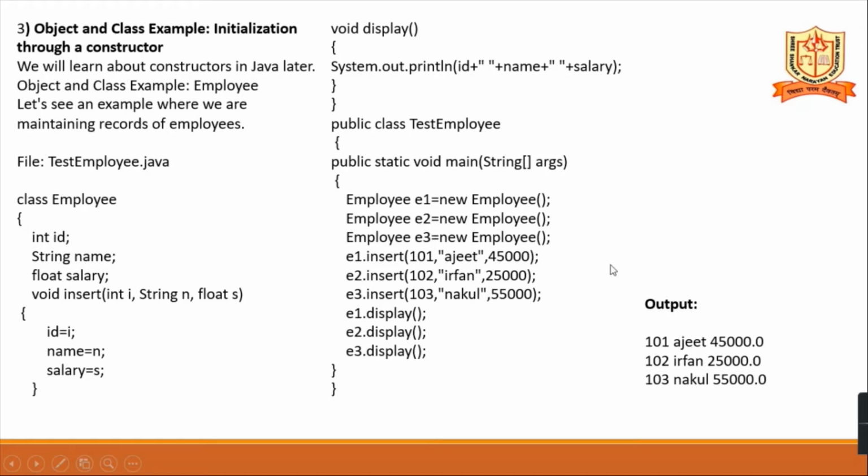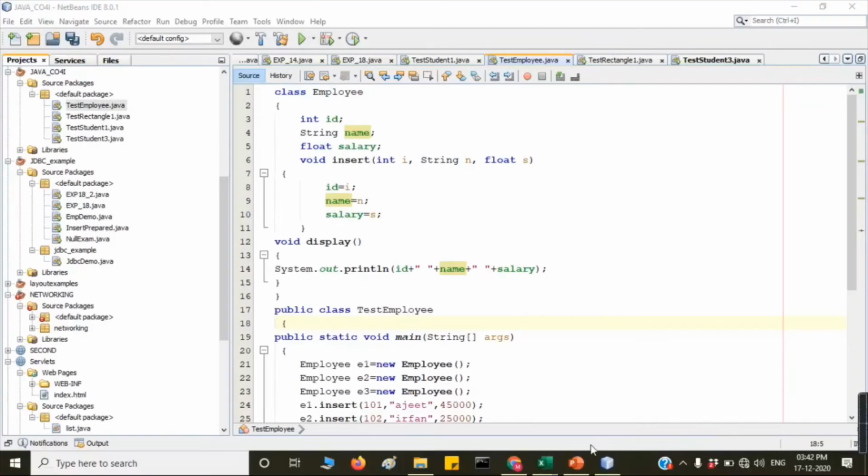Either you can print in only one line or you can write in three different lines. Then we are closing this display method and closing this Employee class. After that we are taking one more class, that is for the main method. Public class TestEmployee has this main method. Here we are creating the same example.